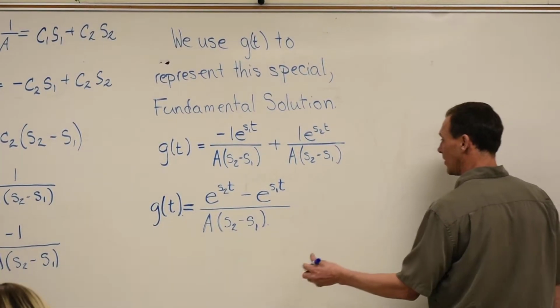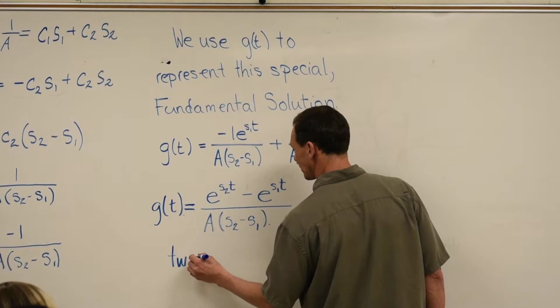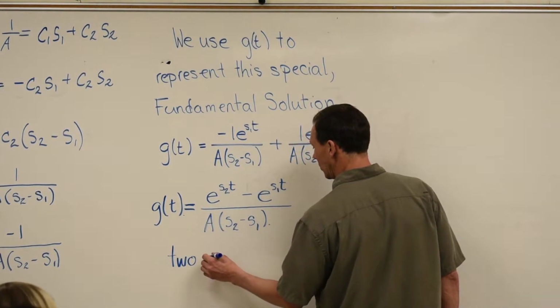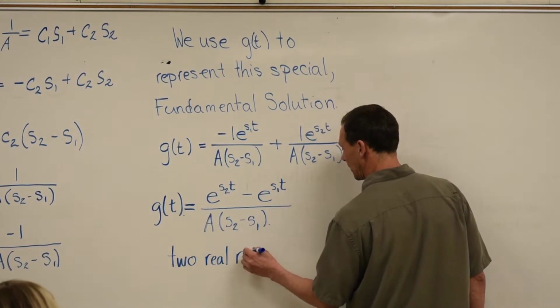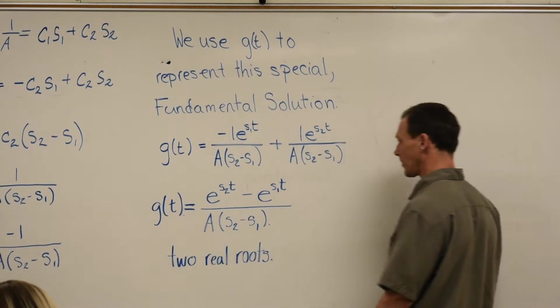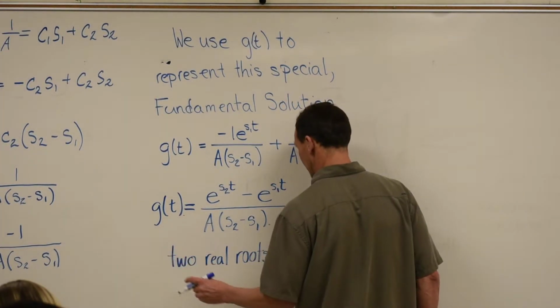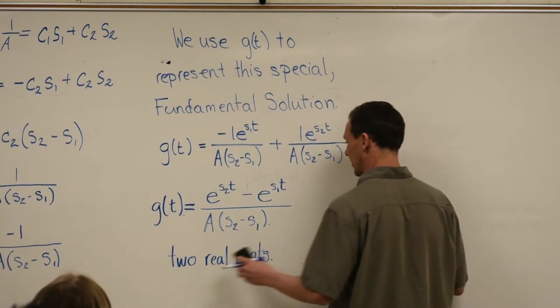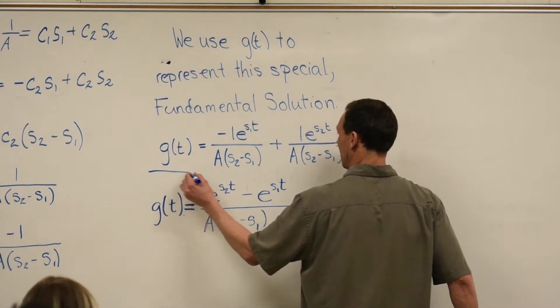Case right here, this would be two real roots. Real roots. That would be the first case. Actually, hang on, I'm going to write this. That's the case. This is our answer. We put a box around it.